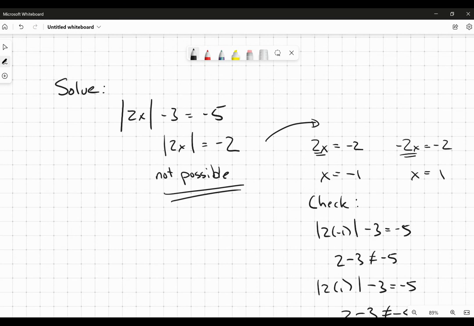So you can get there quick, but if you don't see that immediately and you work this thing through here, please remember to check your answers back in the original equation before you finish the question.